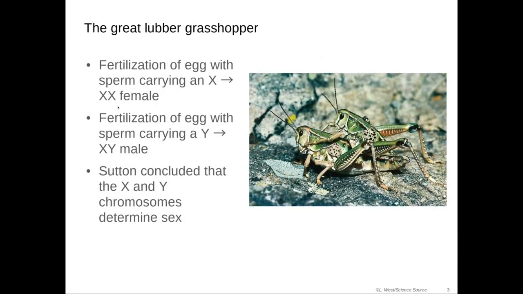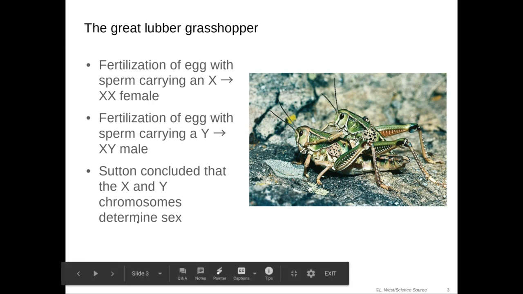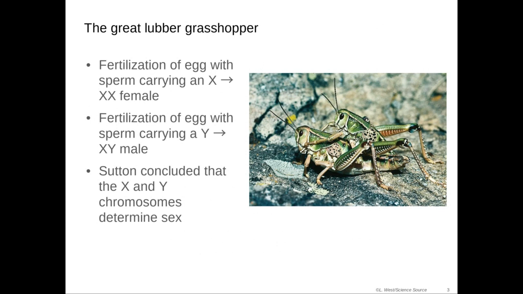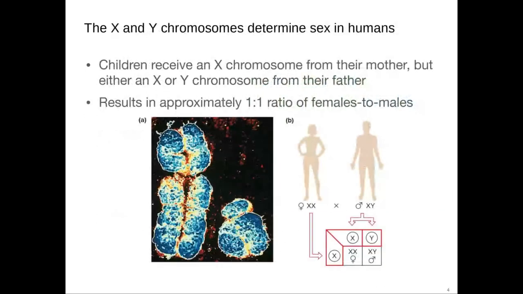And so we can look at the great lubber grasshoppers. This is what they look like, but you can see that fertilization of an egg with the sperm carrying the X gives you an XX female. Fertilization of an egg with the sperm carrying a Y gives you an XY male, and thus Sutton concluded that the X and Y chromosomes determine sex, and clearly that's true, right? We know that XY chromosomes are the ultimate determinant. At least the presence of the Y chromosome is the ultimate determinant of whether you're going to develop into a biological male or a biological female.